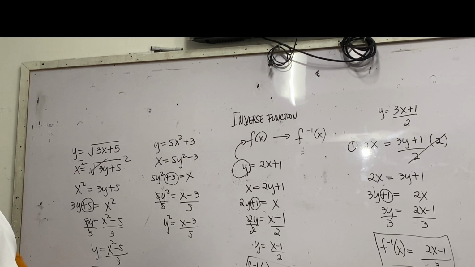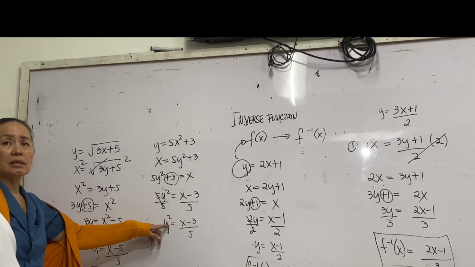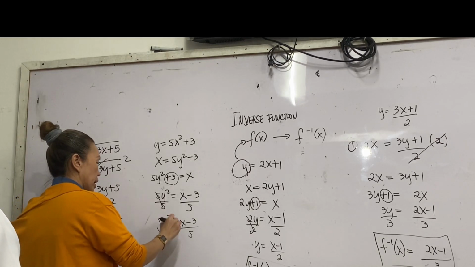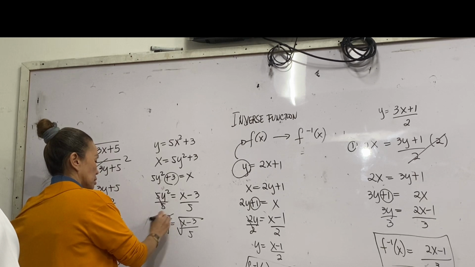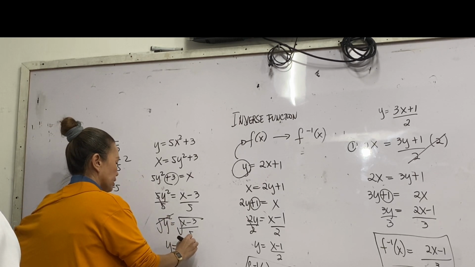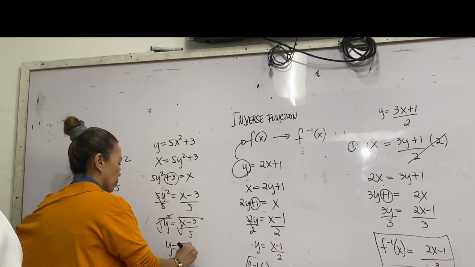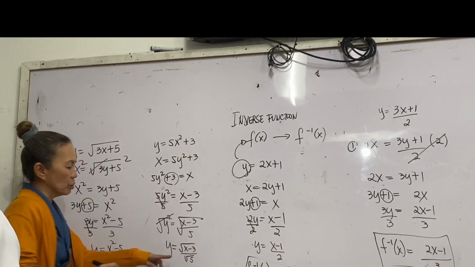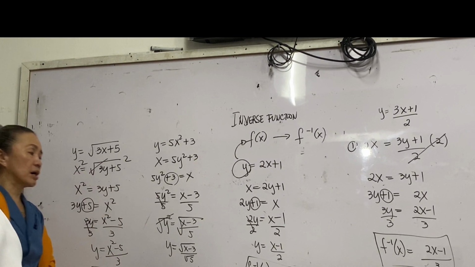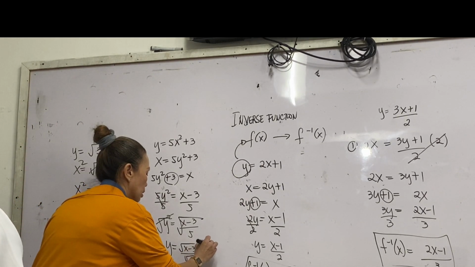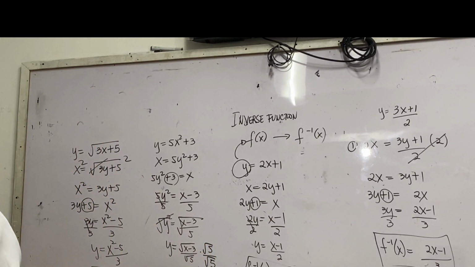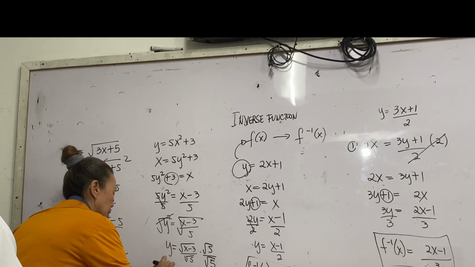Kailangan y lang daw. Para matanggal naman to, anong gagawin? Square root both sides. So, y is square root of (x minus 3) over square root of 5. May square root sa ilalim, so i-rationalize natin. Both sides multiply by square root of 5.